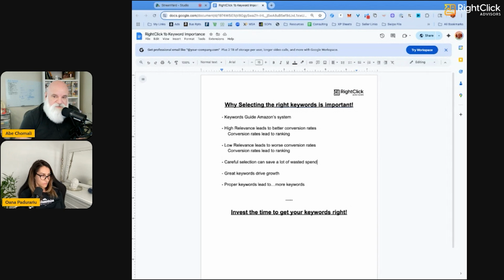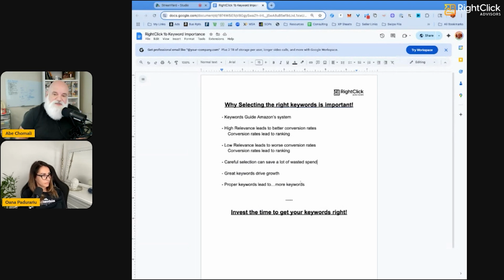Just to cover this again, selecting your keywords is important. It tells Amazon where you need to be. The right keywords will lead to you ranking better. The right keywords will lead to your ads costing less. And the right keywords will lead to sales that you didn't even realize you should be getting sales from.